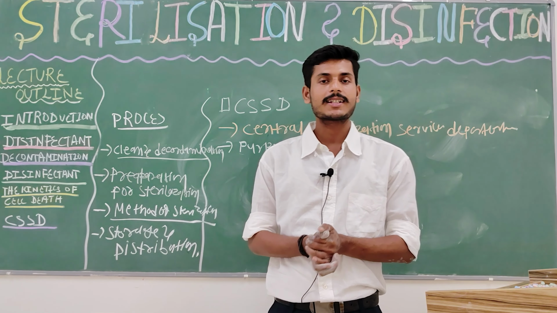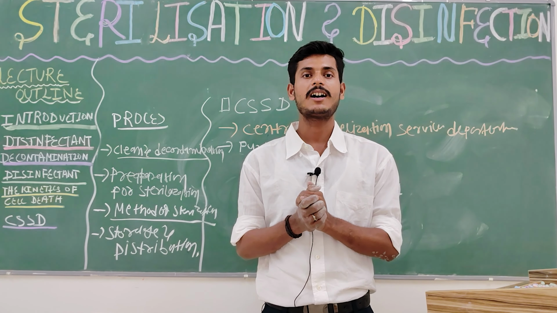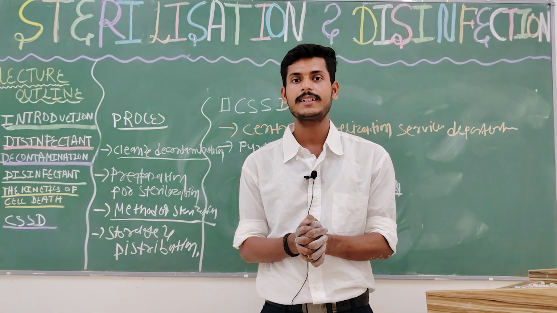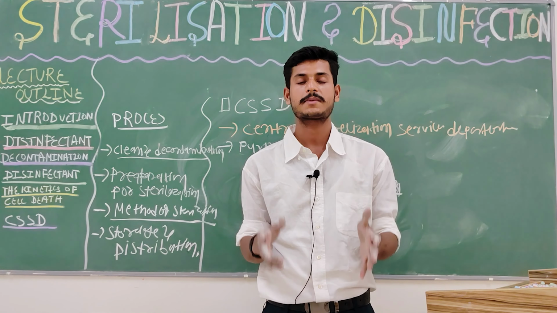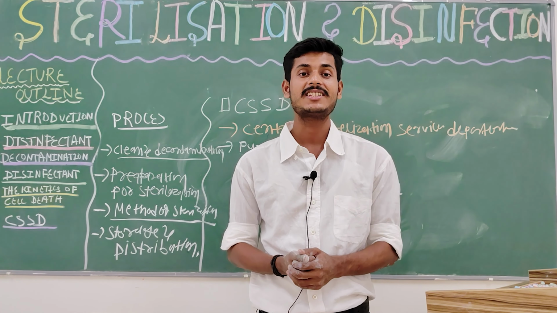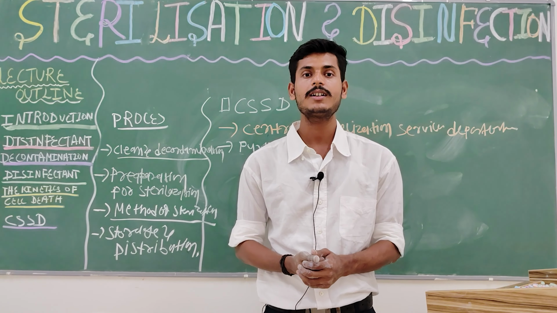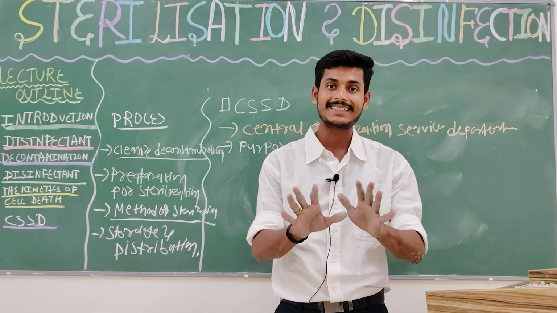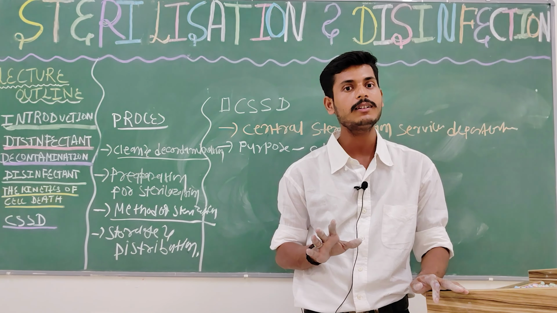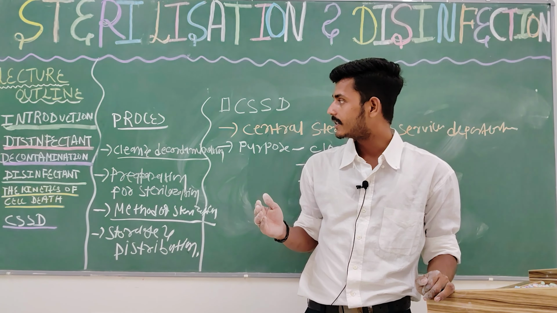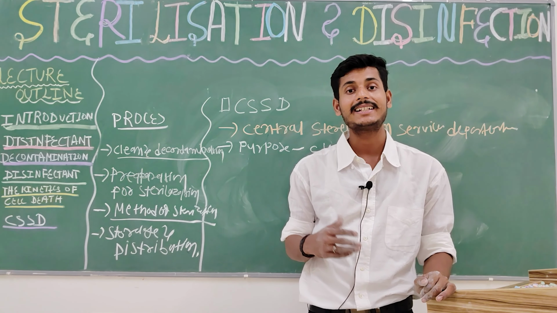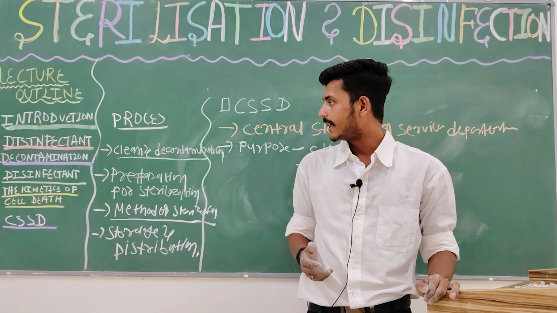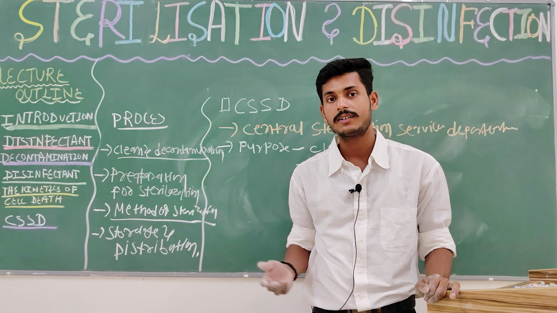So let's recap today's class. We studied about disinfectants. Disinfectants are chemical substances by which we achieve disinfection. We are not achieving a totally microbial free ambience, but a desirable ambience. We also saw that the word decontamination is used interchangeably with disinfection.